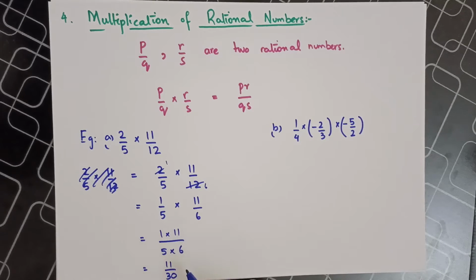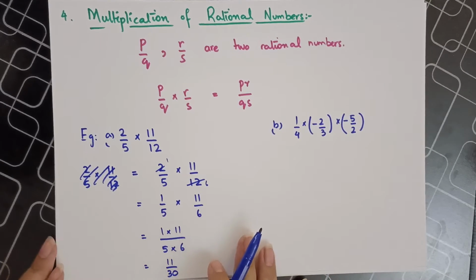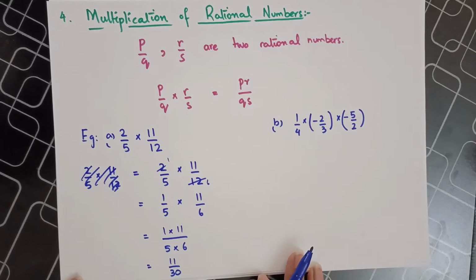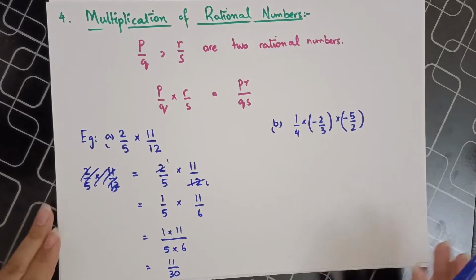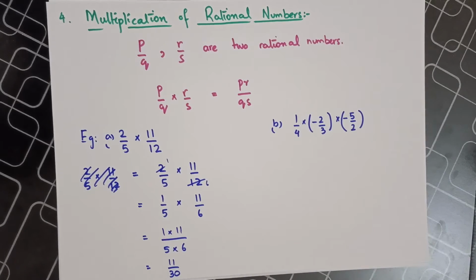If the answer must be in its simplest form, and there is no cutting or division that can happen, this is going to be the final answer. Here you can see that 11 upon 30 is the final answer. It cannot be reduced further, right?